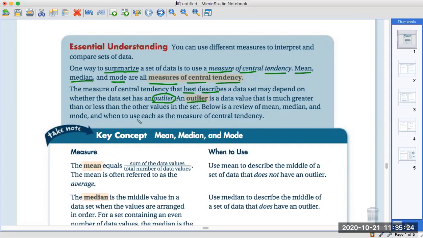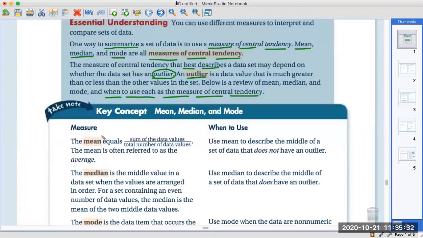Review of mean, median, and mode, and when to use, this is the important part, which measure of central tendency. So the mean, the average, the way you find it is you add up all the data values and you divide by how many there are, yeah? The mean is often referred to as the average, yeah? When to use, this is what's important. Use the average when the data set does not have an outlier, yeah?